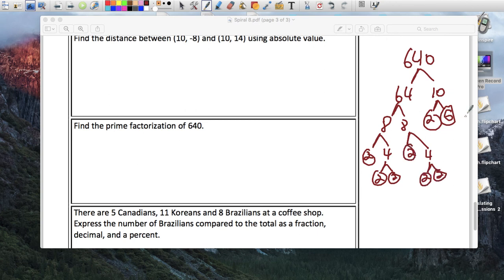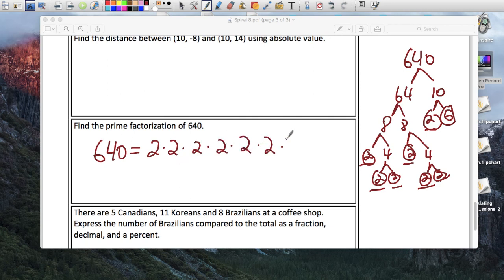Circle, circle, circle. So the prime factorization of 640 using the product of only prime numbers is how many 2's? 1, 2, 3, 4, 5, 6, 7 twos times 5. There should be 7 numbers. No, 1, 2, 3, 4, 5, 6, 7, 8. Yeah, 8 numbers. Or written with exponents, 2 to the 7th times 5. So I expect this answer.